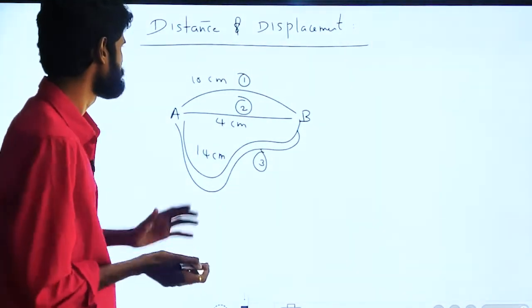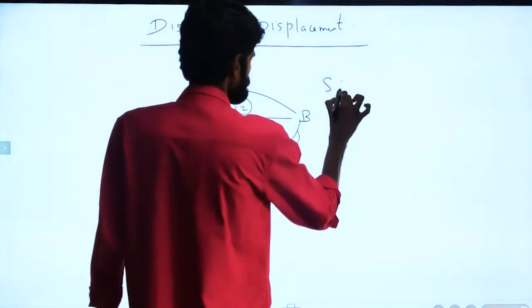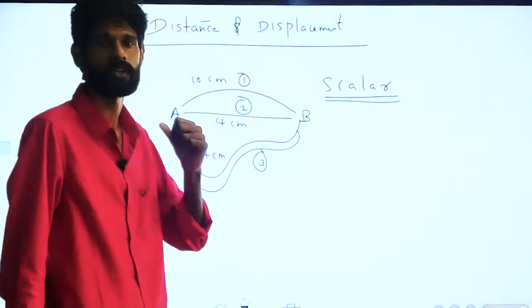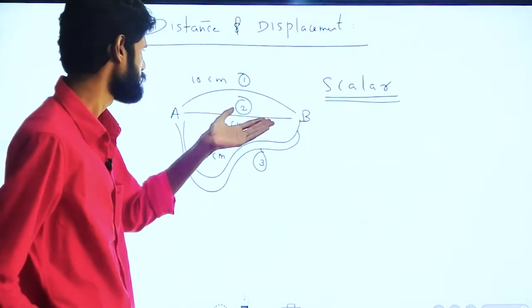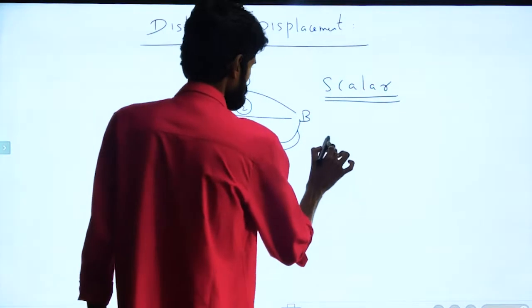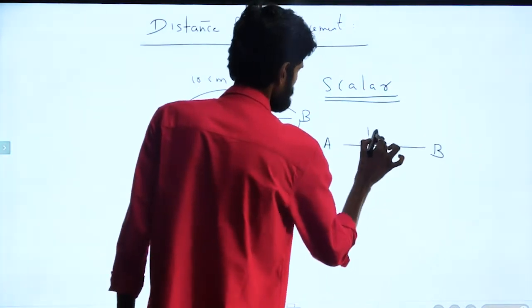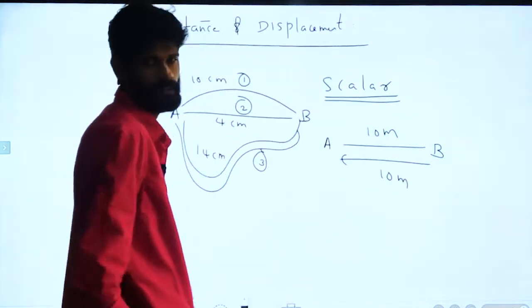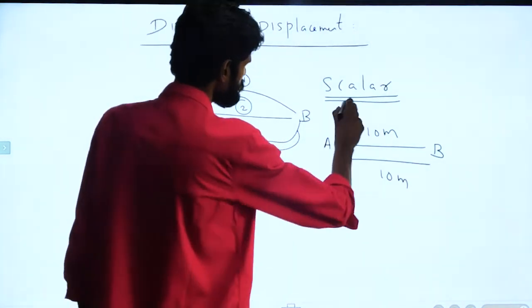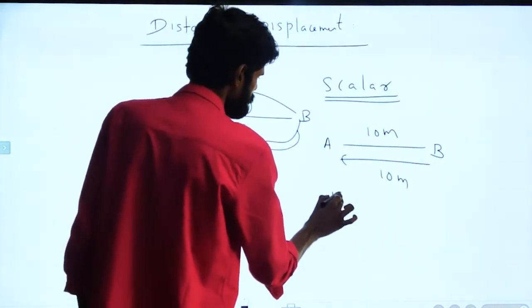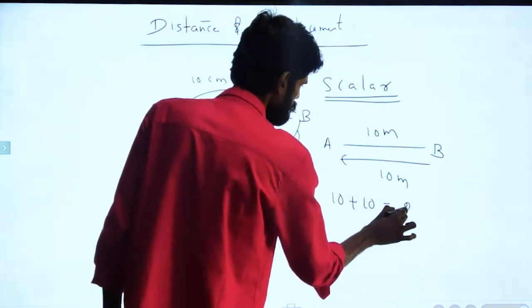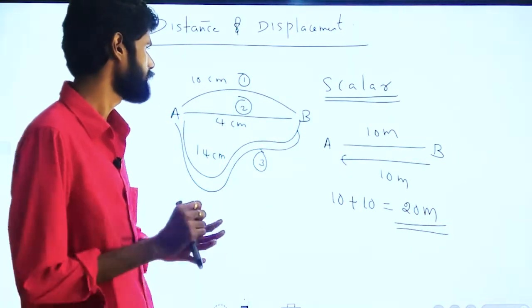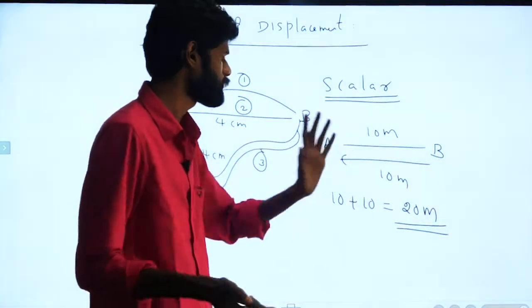Distance is a scalar quantity. Scalar quantity means it obeys ordinary algebra. So how to find the total distance? Just simply add all these distances. Suppose an object moves from A to B, 10 meter, then it returns back to A, again 10 meter. The total distance, using ordinary mathematics, is 10 plus 10, equal to 20 meters. So that's the path length. No need of another type of mathematics. Just simply add 10 plus 10, 20 meter.